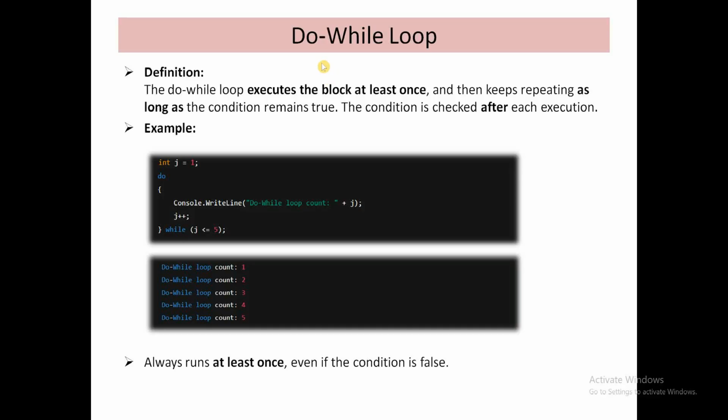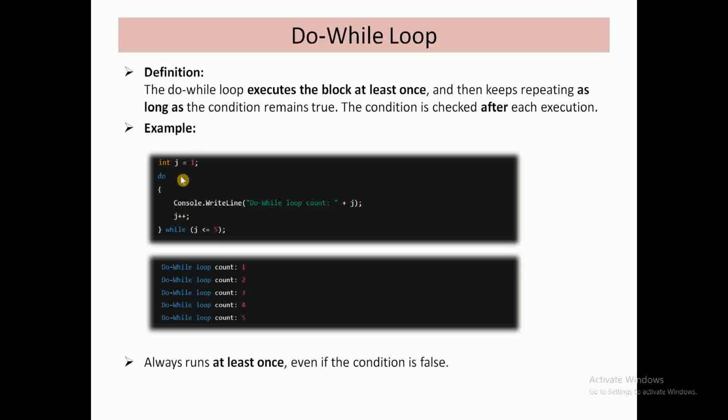The second loop we have is the do while loop. The do while loop executes the block at least once and then keeps repeating as long as the condition remains true. The condition is checked after each execution. In a do while loop, it does not check the condition at first. It checks the condition after the code block runs once. Then after that it will check the condition. This means at least one time your do while loop will execute.